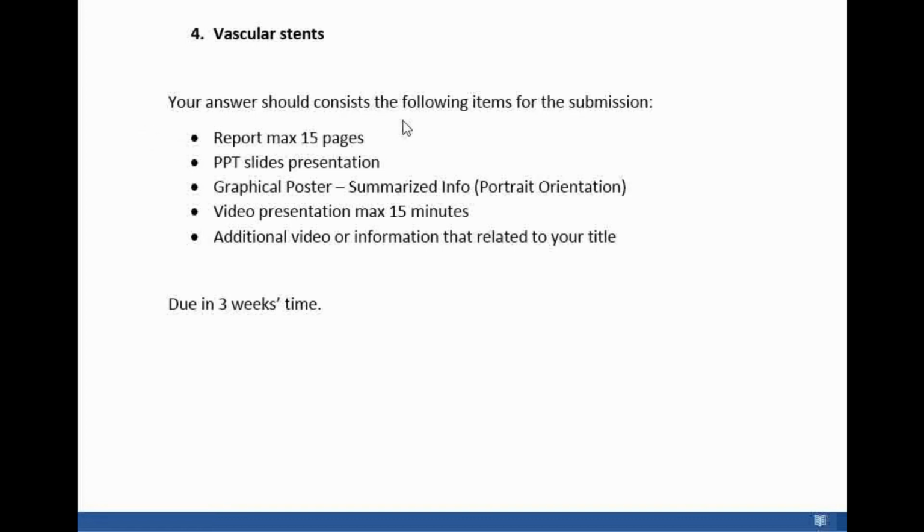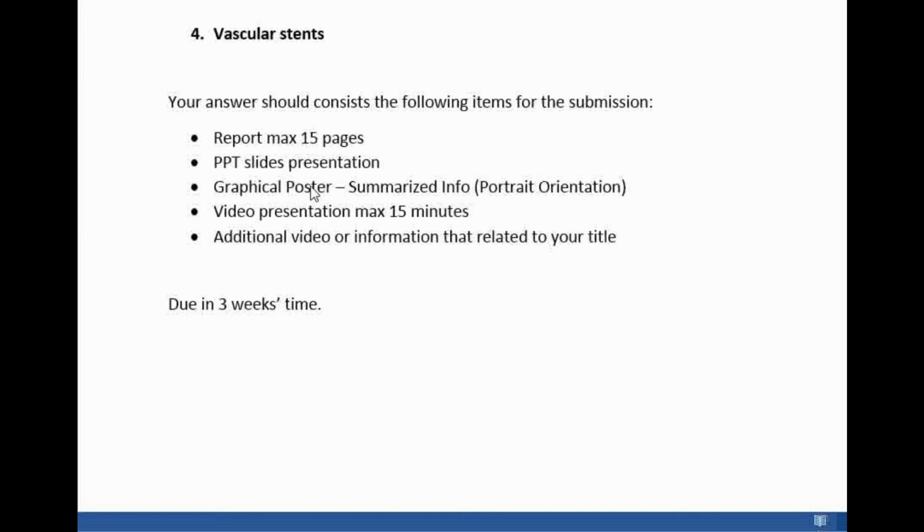Your submission should consist of the following items, right? Number 1 is a full report, maximum 5 pages, explaining all the things that I mentioned earlier. No more than 15 pages. Number 2 is a PowerPoint slide presentation. So you have your presentation slides, how you organize the presentation information.